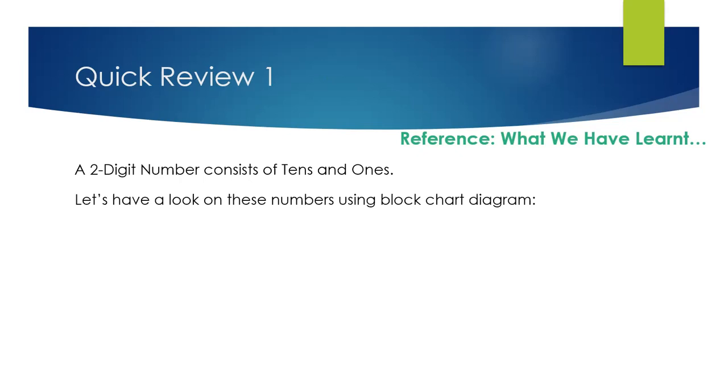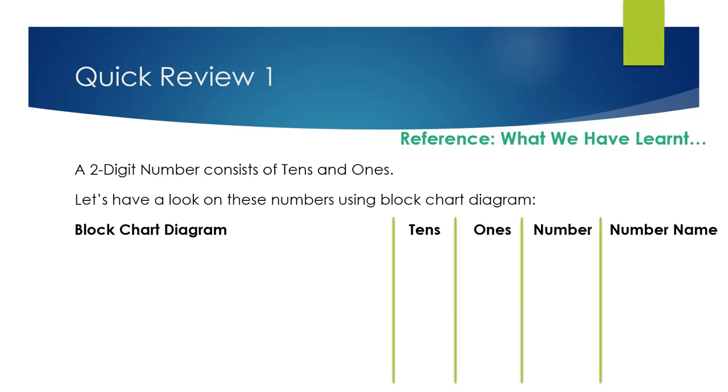Previously, we have represented numbers using block chart diagrams. So here, firstly, I will provide a block chart diagram for a number, and then you will tell me how many tens and ones it contains, and then by joining the tens and ones, you will form the number. After that, you will write the number name. So here we go. Here we have a block chart diagram.